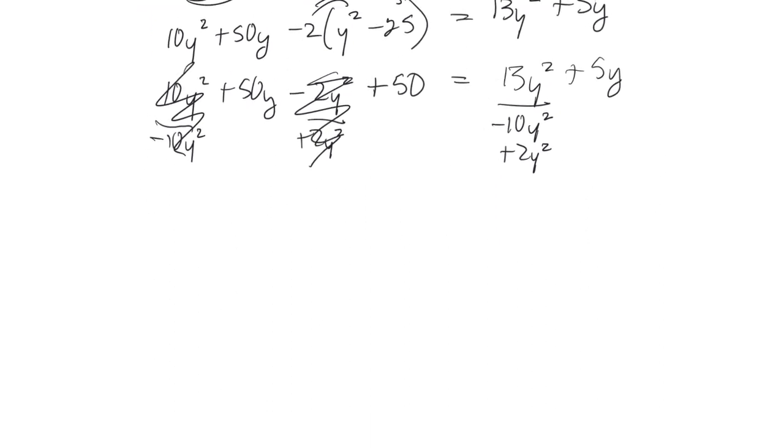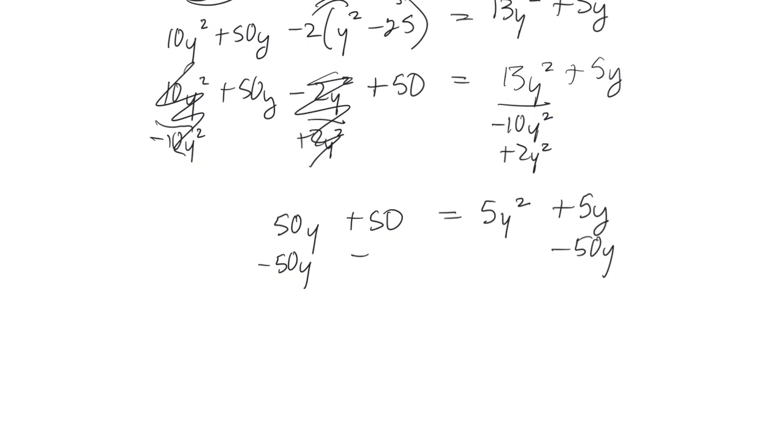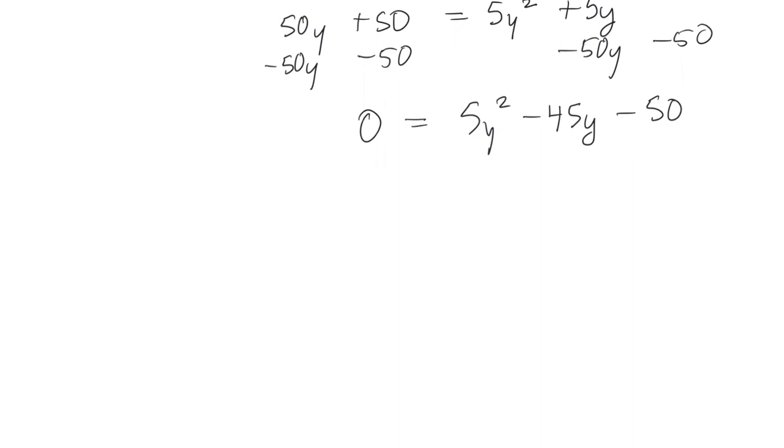Then my y. Let me write down what I have so far. So 50y plus 50 equals 13 minus 10 is 3 plus 2 would be 5y squared plus 5y. Okay, bringing everything to the right, I'll subtract 50y, subtract 50y, and I'll subtract 50 and subtract 50. So I get 0 is equal to 5y squared minus 45y minus 50. Quadratic. Now they're all divisible by 5, so let's divide everything by 5.